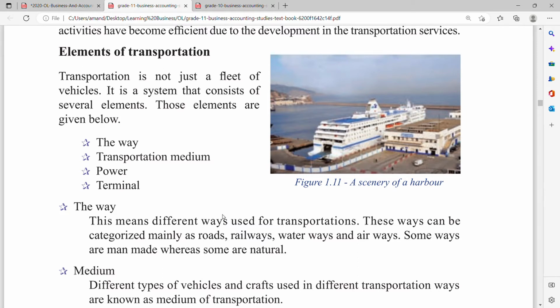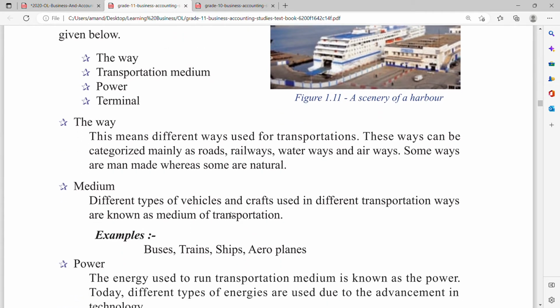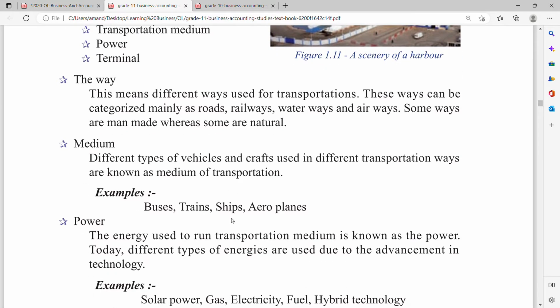Just the main general types of transportation, the ways of movement. Medium refers to what kind of vehicle you are traveling on, through what you are trying to transport from one place to another. It can be bus, train, ship, aeroplane, a very specific medium. Power means the energy that is used to run your medium. So if your car is run by petrol, the power will be fuel.